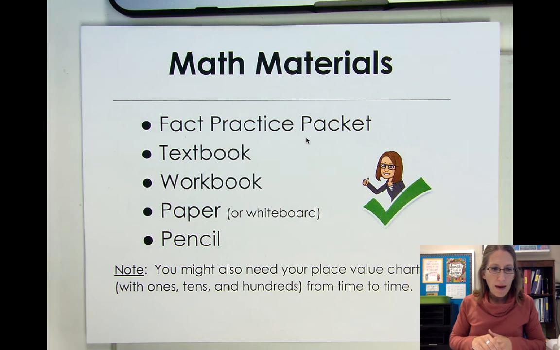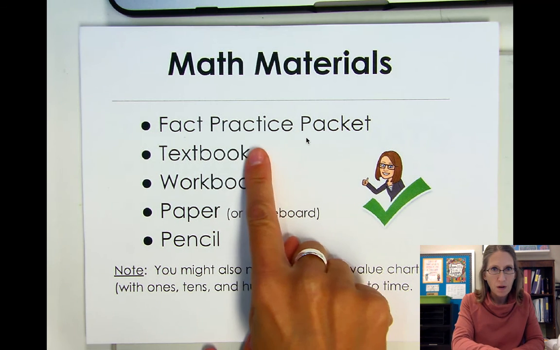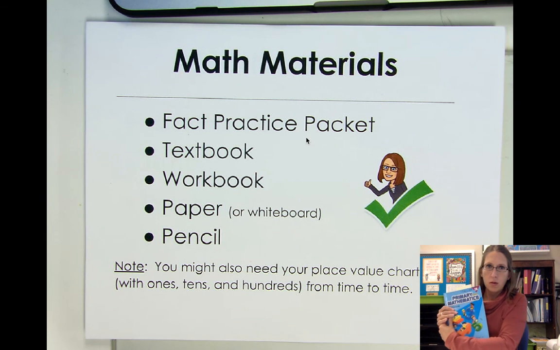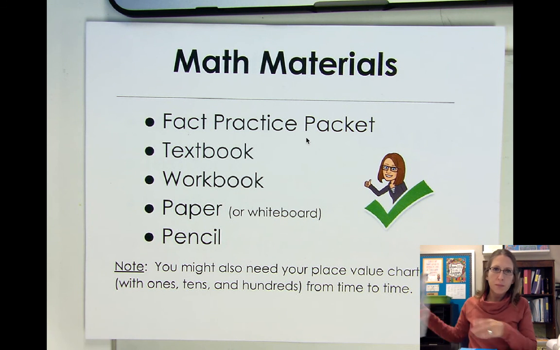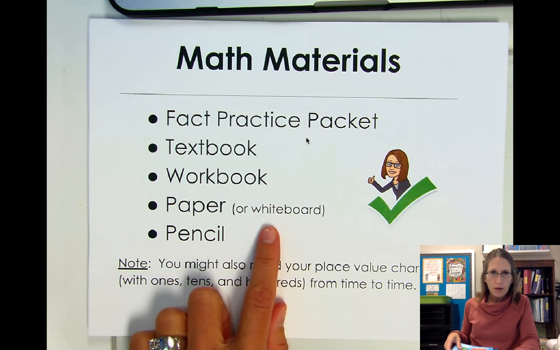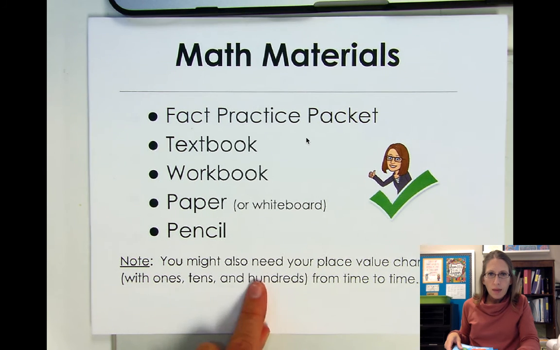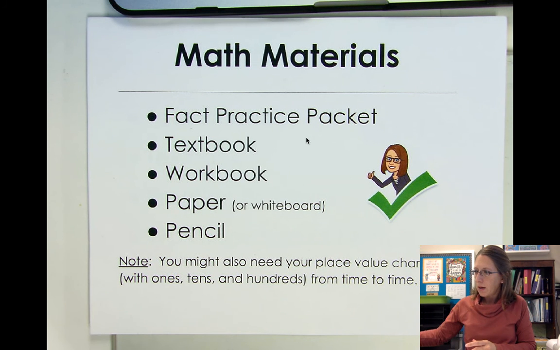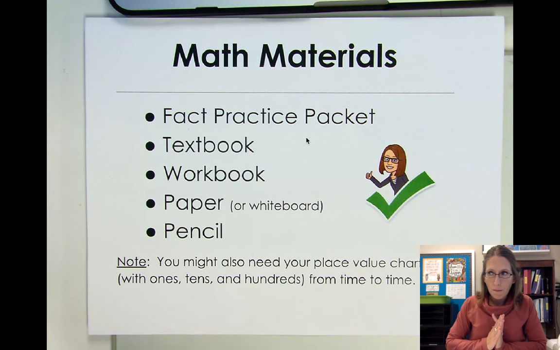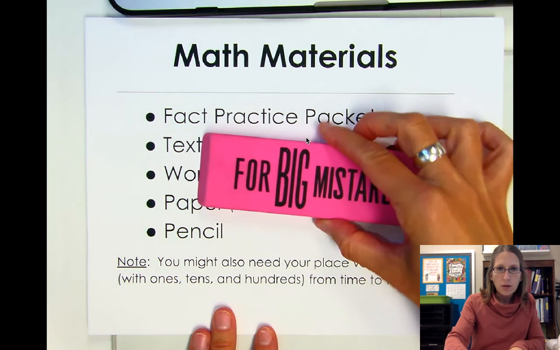Let's see, do we have everything we need? Let's check. Do we have our fact practice packet? Got mine right here. Do we have our textbook? Check. Do we have our workbook? Check. Do we have some paper and a pencil? You might also want a whiteboard. And then today we are going to look a little bit at our place value chart as well. So if you do not have these things, please pause the video and get all of your items. I was just gathering all my items. Perhaps you need to go and get your eraser.